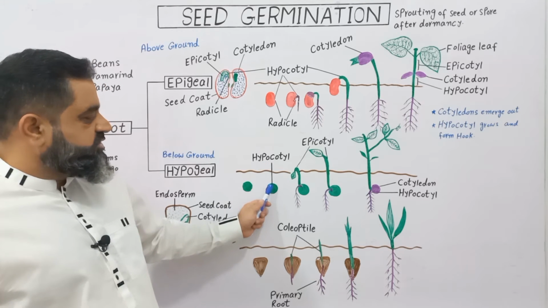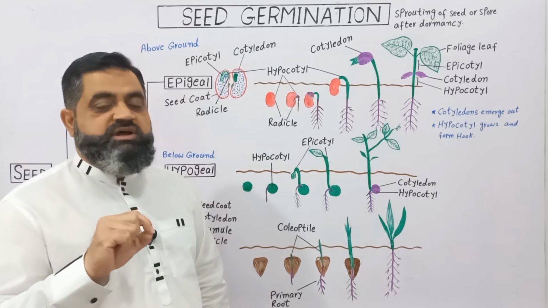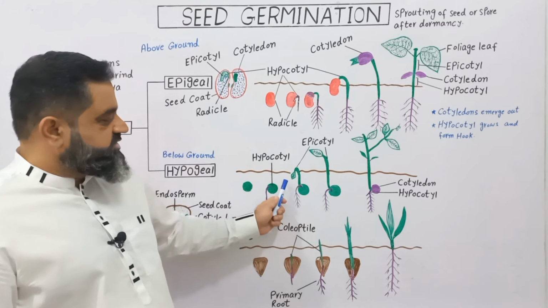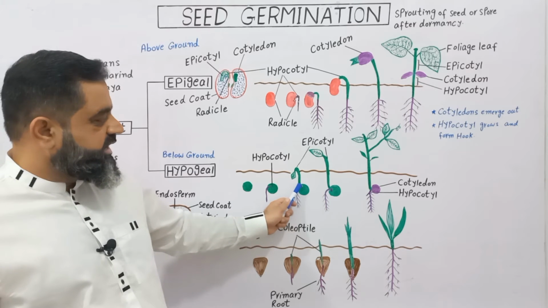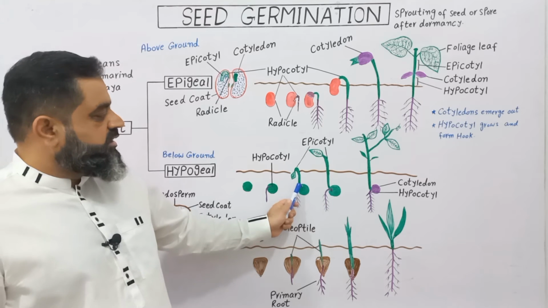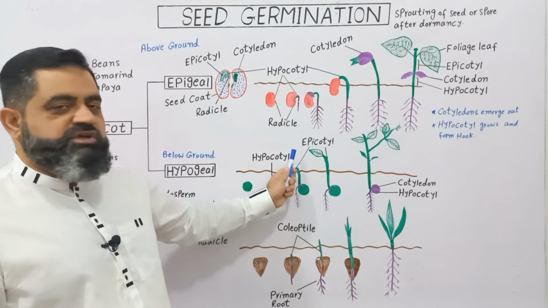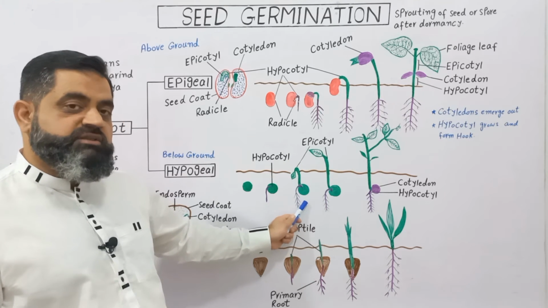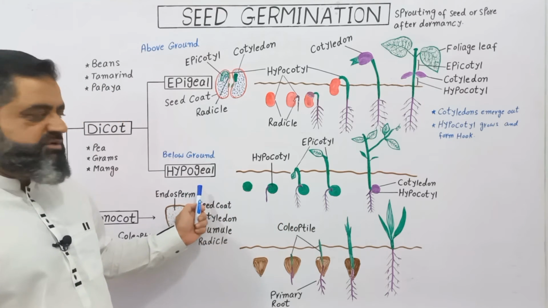There is also a structure known as the hypocotyl, but in this type of germination the hypocotyl does not elongate; rather, the epicotyl elongates. In the next diagram, you can see that the root has been growing down into the soil, while the epicotyl portion of the embryo has elongated, and after absorption of food it develops and grows out of the soil, while the cotyledon and the seed remain buried inside the soil. So that is why this type of germination is known as hypogeal germination.